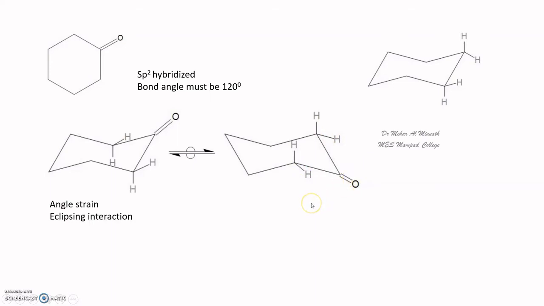And here what you have to keep in mind is that the flipping of cyclohexanone from one chair form to another chair form is faster than the flipping of cyclohexane chair forms. Now why is that so? We will discuss in the next few minutes. So ring flipping in cyclohexanones is faster than that of cyclohexane.